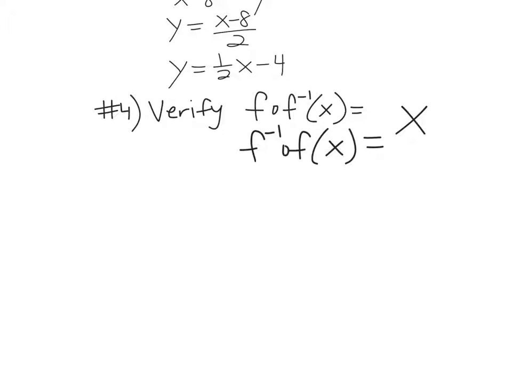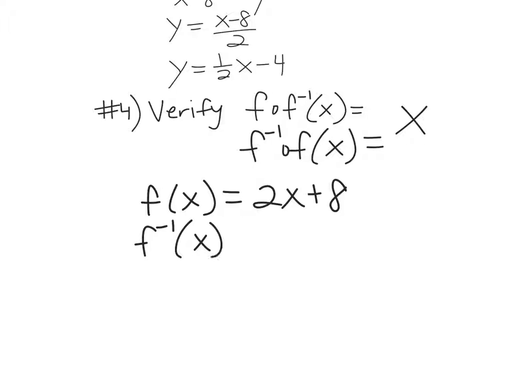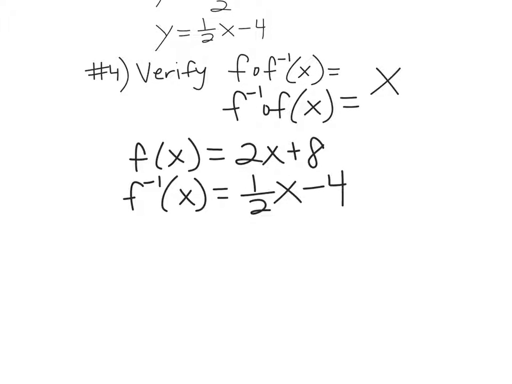So let's go ahead and verify that last one, the one up here. So let's say that f of x is equal to, what was it, 2x plus 8? And then we found that the inverse was 1/2 x minus 4. Is that what we found? Okay. Let's go ahead and verify. We'll just verify one way. We'll verify by doing f of f inverse of x. And let's see if it actually works.